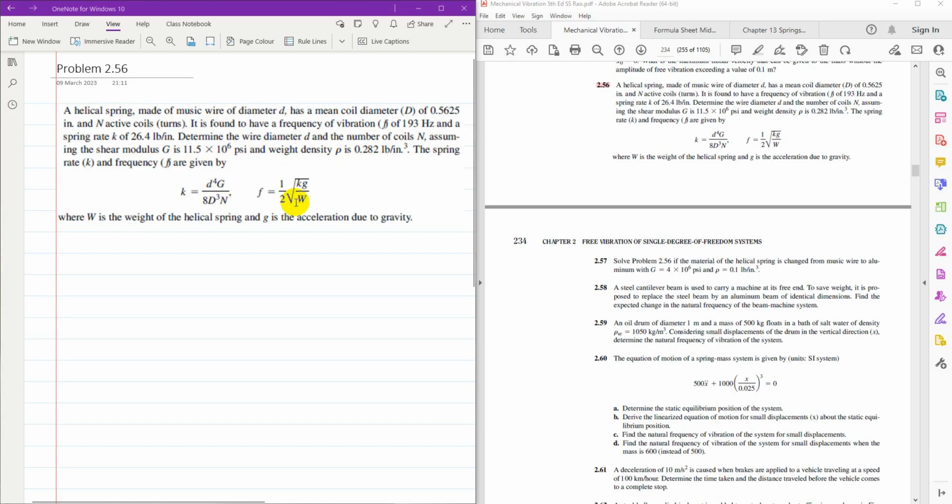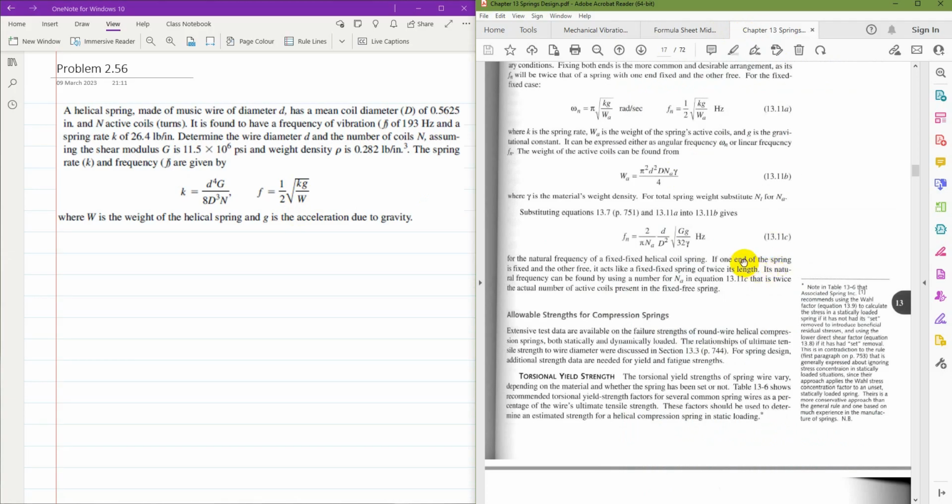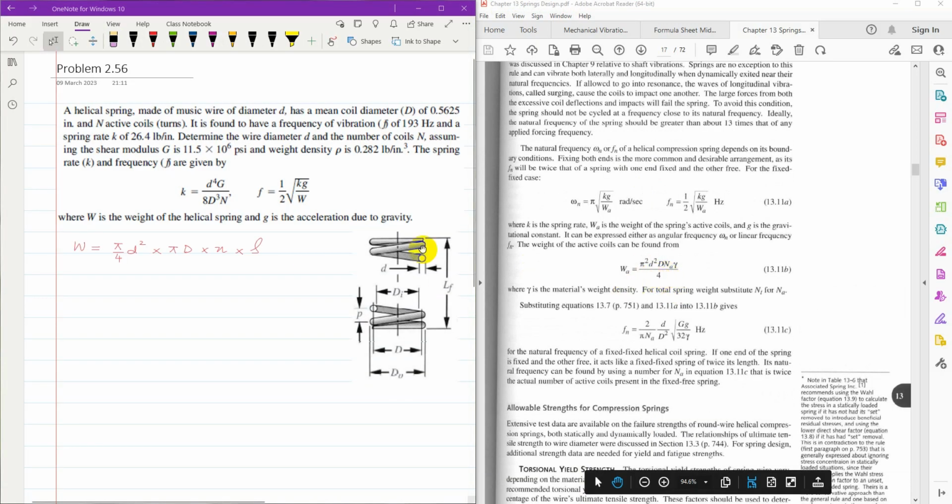The spring rate and frequency, these are the formulas for spring rate and frequency, and here W is the weight of the spring. The weight of a helical spring, you can find its formula from a machine design book. The weight of the spring is pi by 4 d squared into pi D into n into L. So you can find this formula from any machine design book.